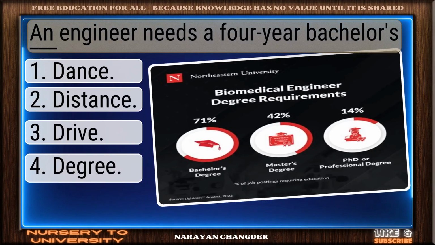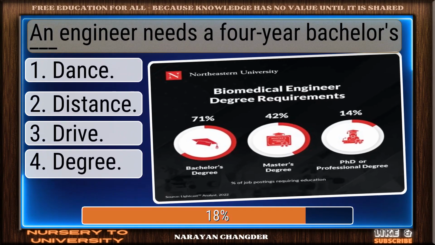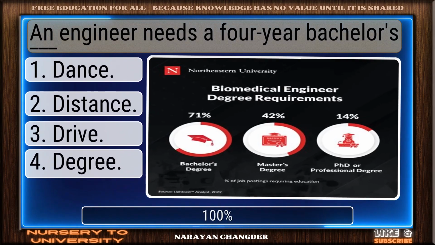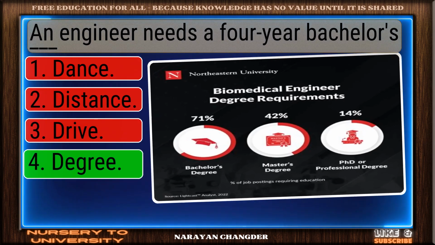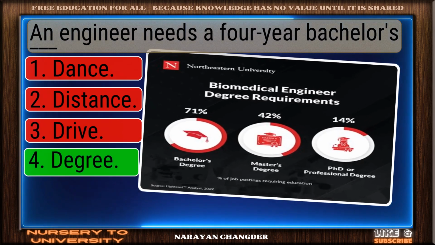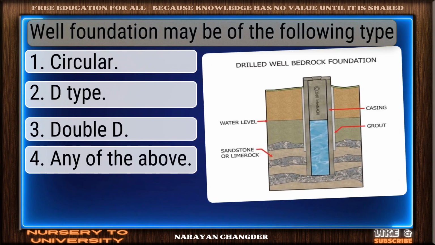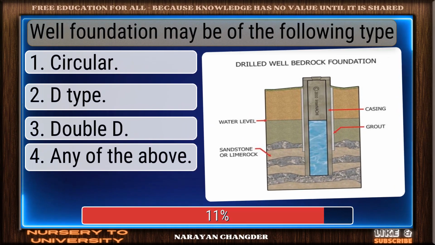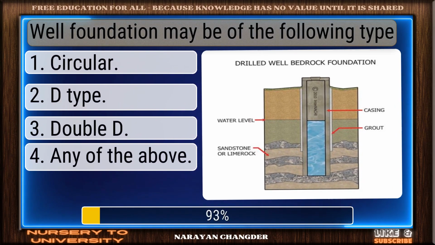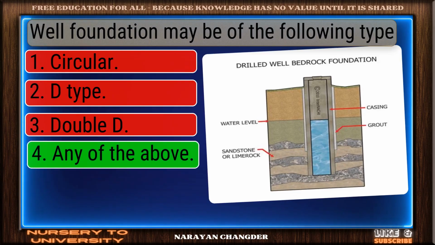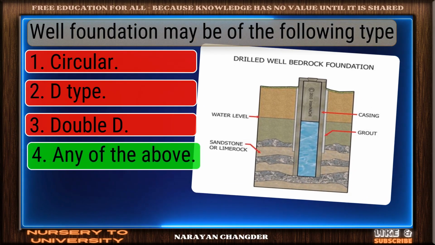An engineer needs a 4-year bachelor's dash. On track. Degree is the correct answer. Foundation may be of the following type. Good thinking. Any of the above is the right answer.